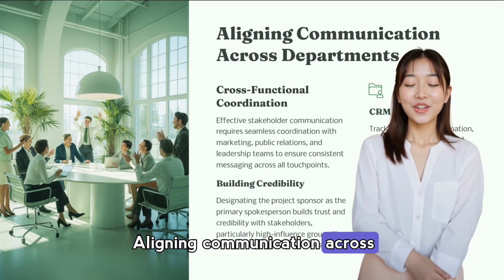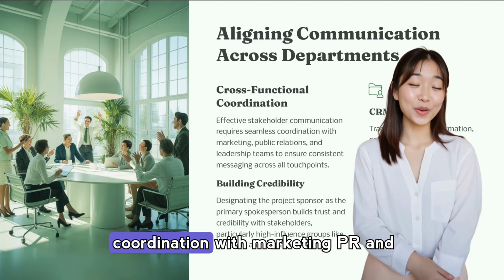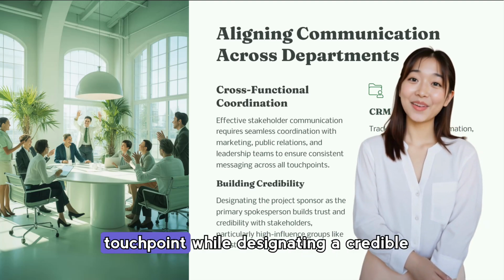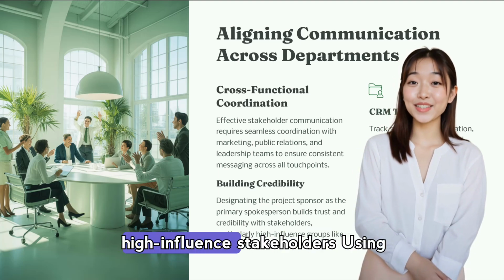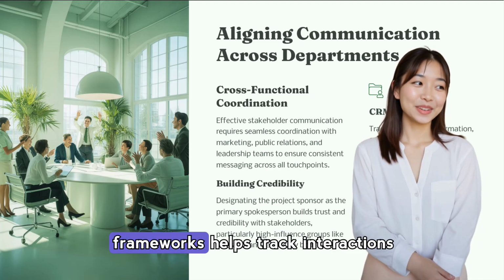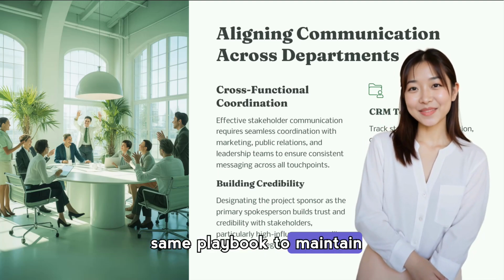Aligning communication across departments is critical for consistent messaging. Cross-functional coordination with marketing, PR, and leadership ensures unity at every touchpoint, while designating a credible spokesperson builds trust with high-influence stakeholders. Using CRM tools and shared messaging frameworks helps track interactions and ensures everyone speaks from the same playbook to maintain organizational credibility.